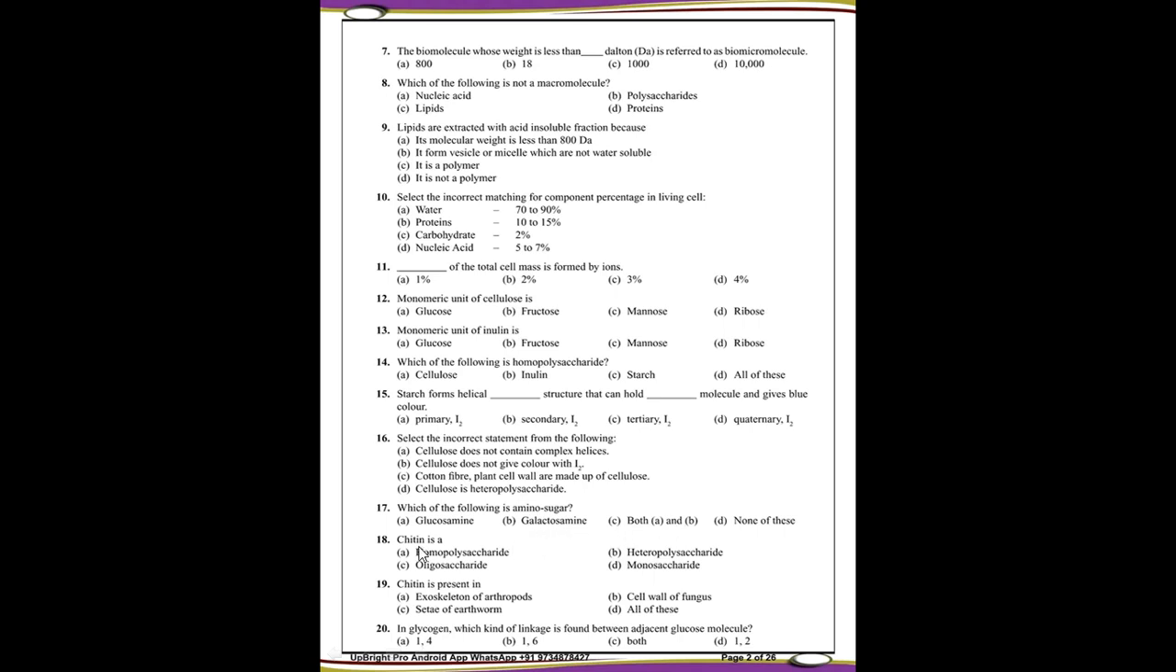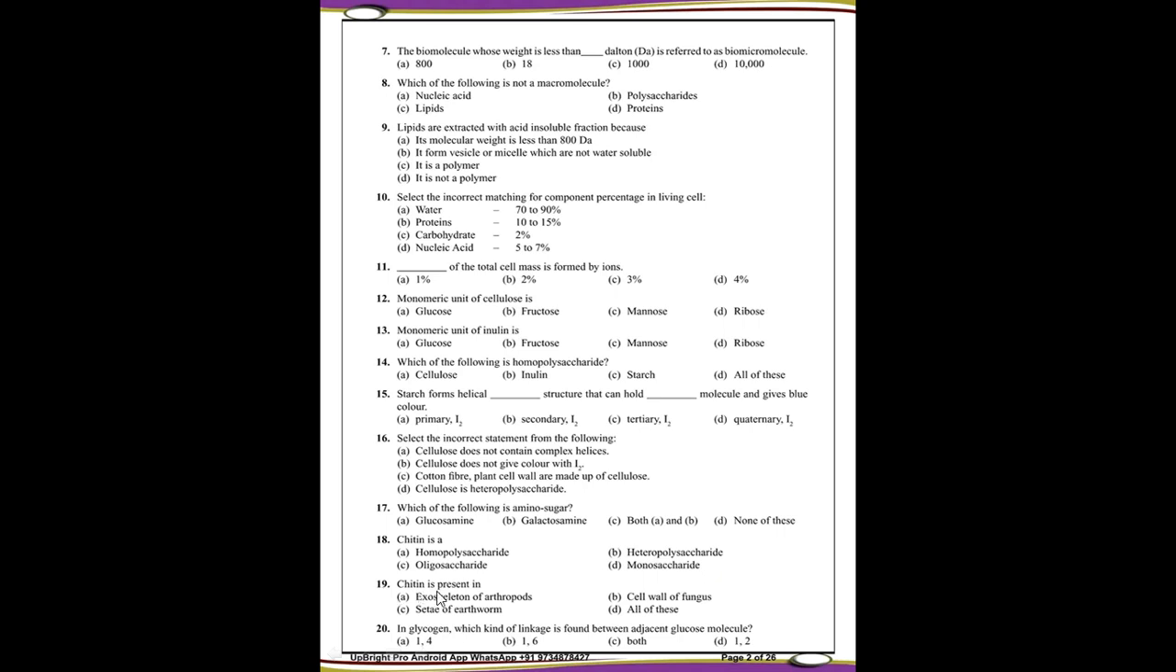Question 18. Chitin: is it a homopolysaccharide or a heteropolysaccharide? The answer is B, because chitin is made of N-acetyl glucosamine, a glucose residue bonded to an N-acetyl group. So chitin is a heteropolysaccharide made of glucose residues as well as N-acetyl groups.